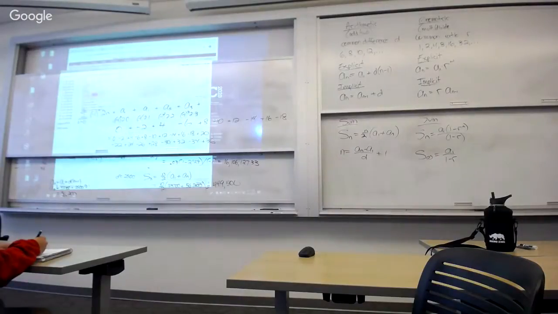Number 5 is a little more tricky because they're saying the first term is 1 over 1 times 2. And the next term is 1 over 2 times 3. And the next term is 1 over 3 times 4. So what are we saying there?